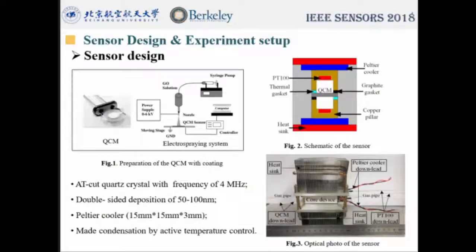In the sensor design, graphene oxide was deposited on the electrode surface of the QCM through an electrospraying system. The structure of the sensor is exhibited in Figure 2. In the sensor, the QCM was fixed by 2 copper pillars on the outer side. The graphite gasket was used for the transmission of both heat and electricity. The thermal gasket was used for the transmission of heat only. And the Peltier and the heat sink were used to provide a better cooling condition.